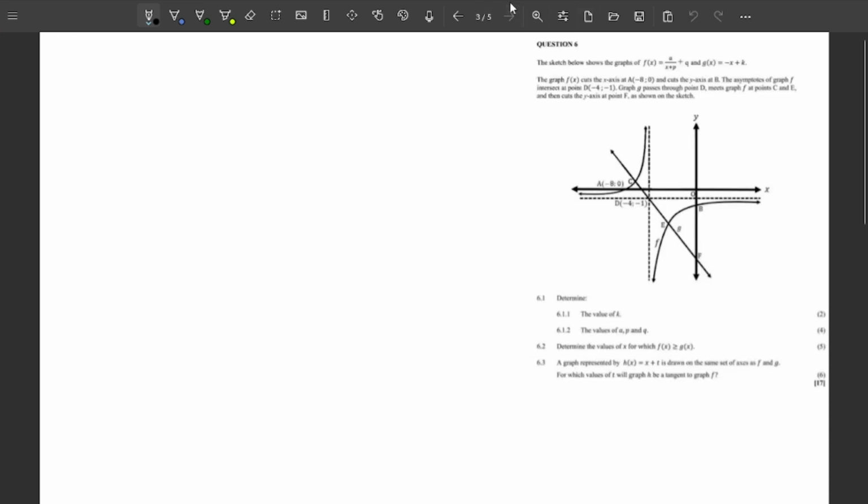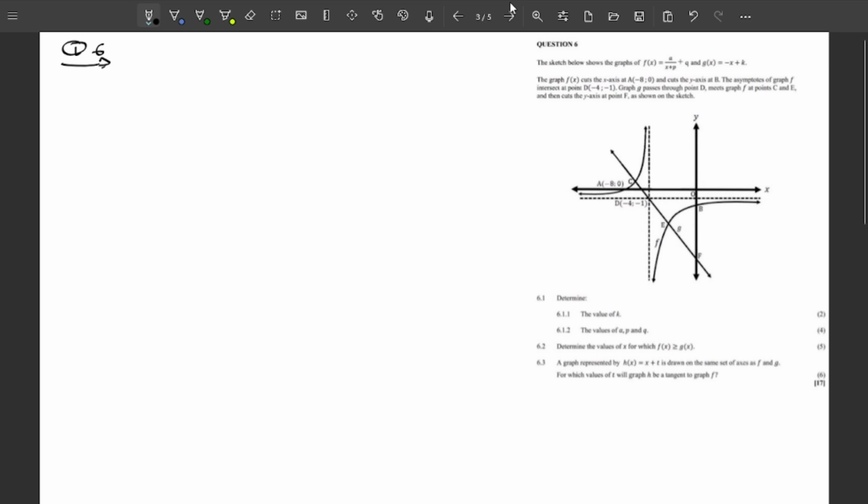Let's move on to the next question. Question 6. Now for question 6, this one particularly, it's two functions. It's a straight line and a hyperbola. For question 6, they said the sketch below shows the graph of f of x is equal to a over x plus p, plus q, and g of x is equal to minus x plus k. The graph of f of x cuts the x-axis at A, open bracket negative 8, close. This is the x-intercept, and cuts the y-axis at B.